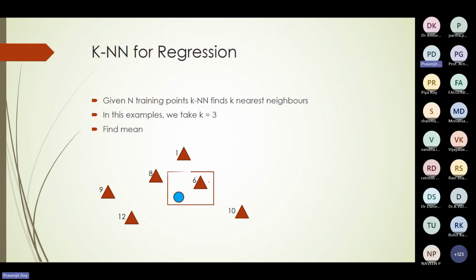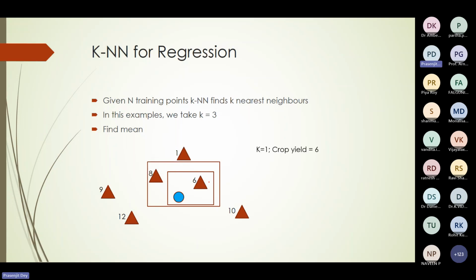If I consider only one neighbor, then obviously the neighbor has a value 6, so the blue circle will also have a value 6. So if the plant region nearer to it has a yield value x, it will also have a yield value x. As simple as that.